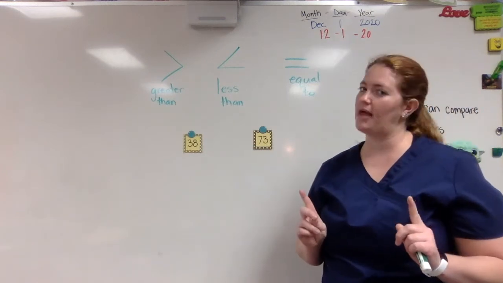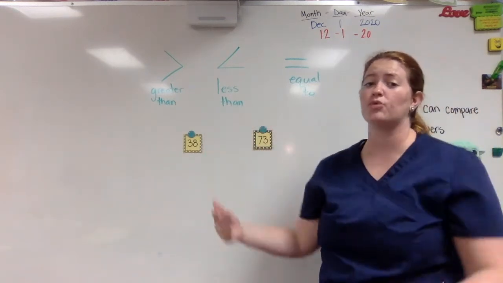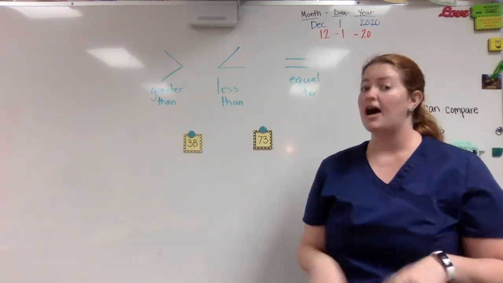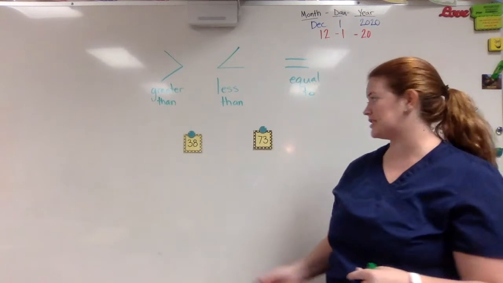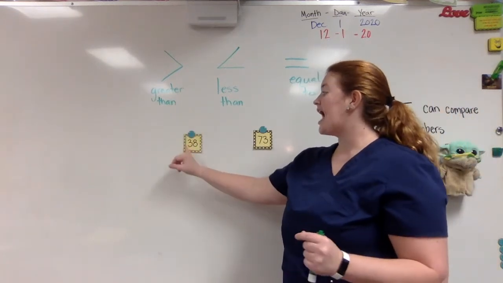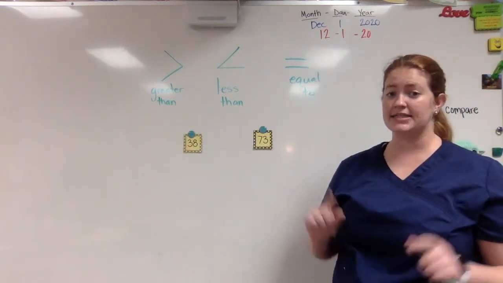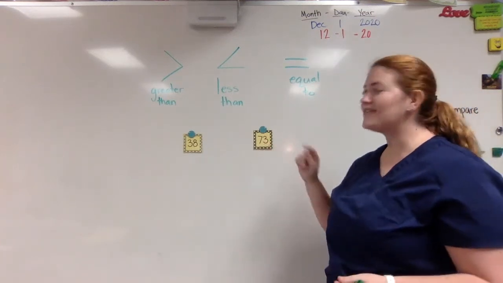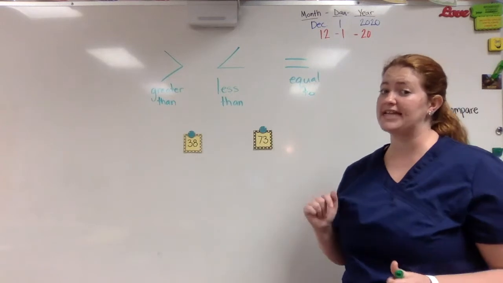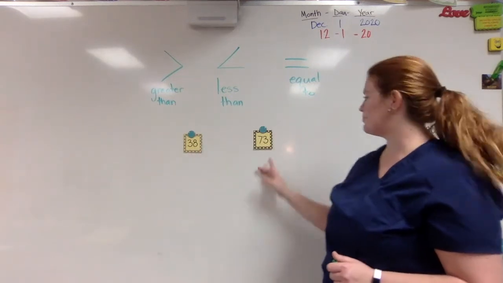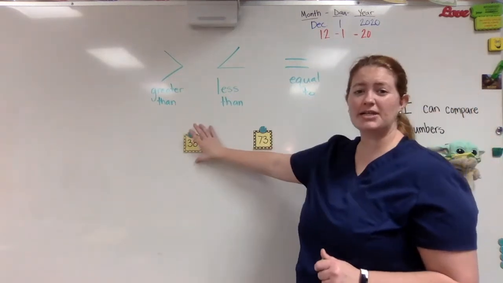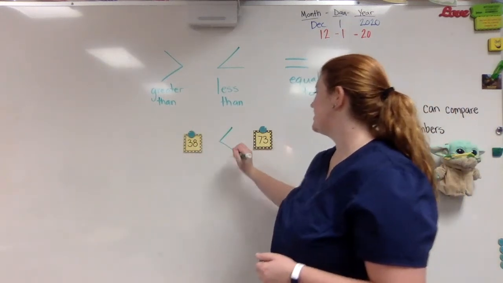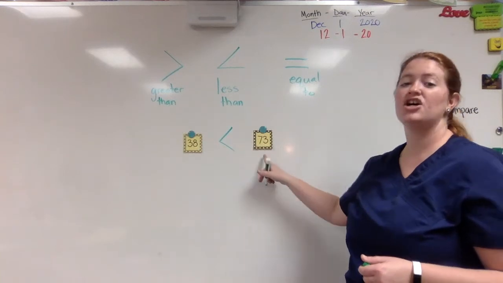Oh, but wait a second. When I'm comparing a number, I need to start with the greatest place value. So I'm not going to look at the ones yet. I need to compare the tens first. This number has 3 tens. This number has 7 tens. 7 tens is more than 3 tens. So even though this 8 is bigger than this 3, this number still has less tens. So I'm going to say 38 is less than 73.